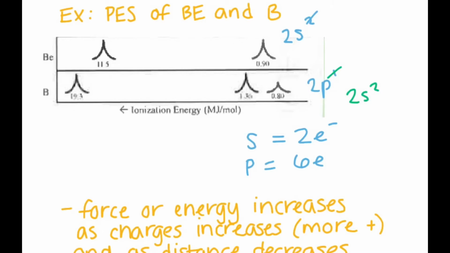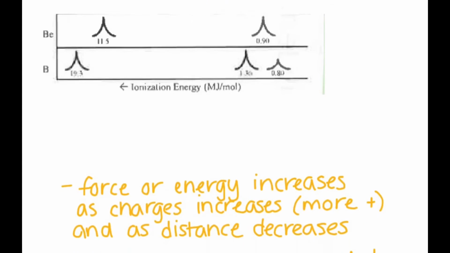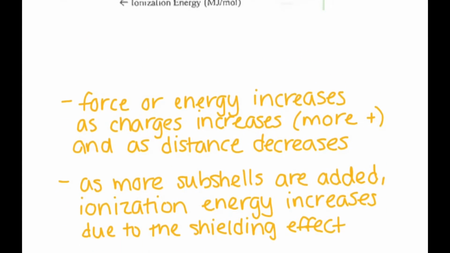And that is one of the main reasons for the difference in ionization energies for the electrons in their valence shells. And just a quick highlight based on this PES graph. The force or energy increases as charges increase or become more positive and as distance decreases.